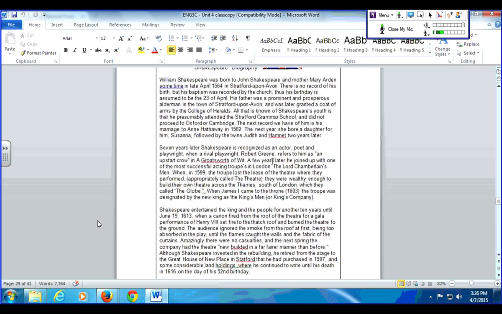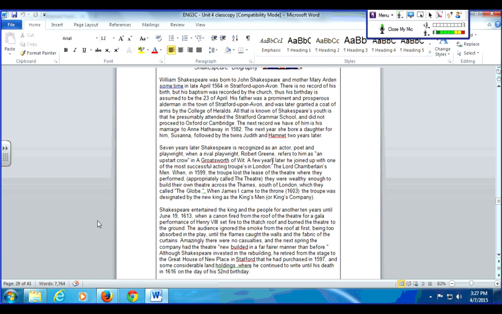So, Shakespeare was born to John Shakespeare and Mary Arden sometime in late April in 1564. So that's almost 450 years ago in a place known as Stratford-upon-Avon. There's no record of his birth, but his baptism was recorded at the local church, and thus his birthday is assumed to be the 23rd of April.